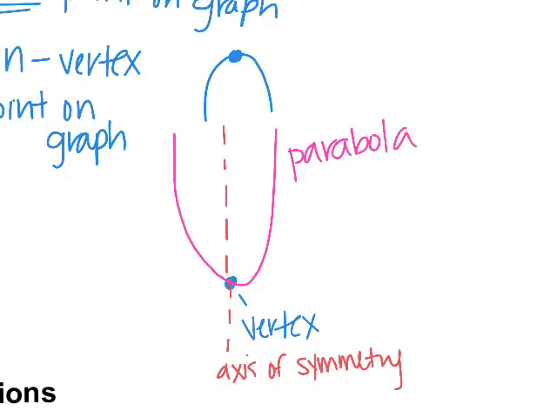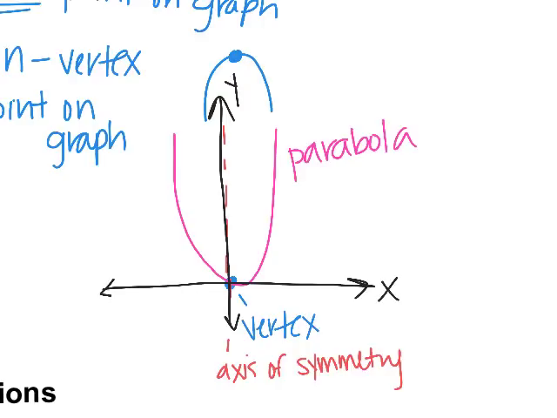So let's just say for funsies that our x and y coordinate, so this is our y-axis and this is our x-axis, let's just say that the vertex is at the origin, so 0, 0. So our solution, our zero, would be where that parabola hits the x-axis. So in our case, the only point it does that is at the vertex.